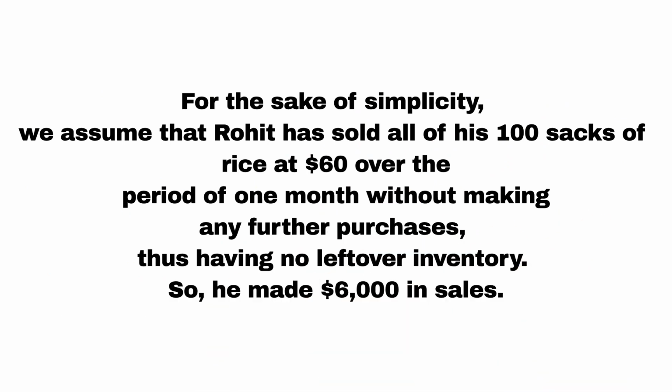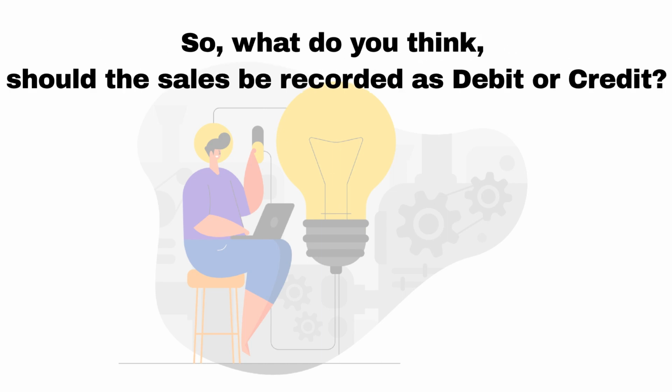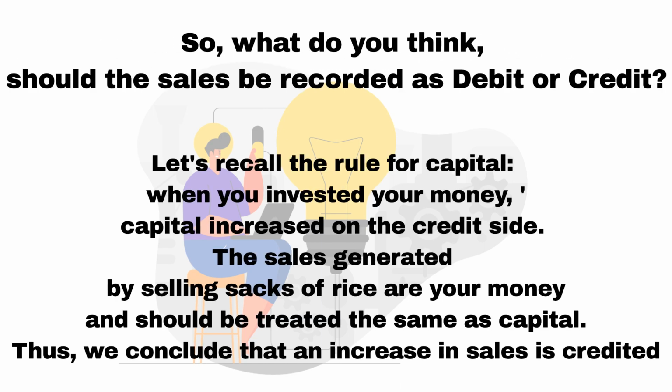For the sake of simplicity, we assume that Rohit has sold all of his 100 sacks of rice at $60 over the period of 1 month without making any further purchases, thus having no leftover inventory. So, he made $6,000 in sales. So, what do you think? Should the sales be recorded as debit or credit? Let's recall the rule for capital. When you invested your money, capital increased on the credit side. The sales generated by selling sacks of rice are your money and should be treated the same as capital. Thus, we conclude that an increase in sales is credited.